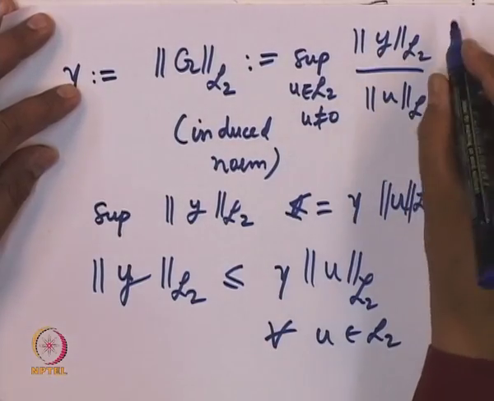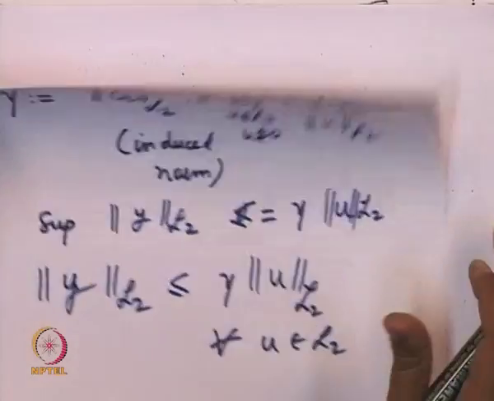So, this ratio is finite if and only if G is stable. That is what we are going to see in detail now. When G has no poles in the right half plane, nor does it have poles on the imaginary axis, that is when this gamma will exist.